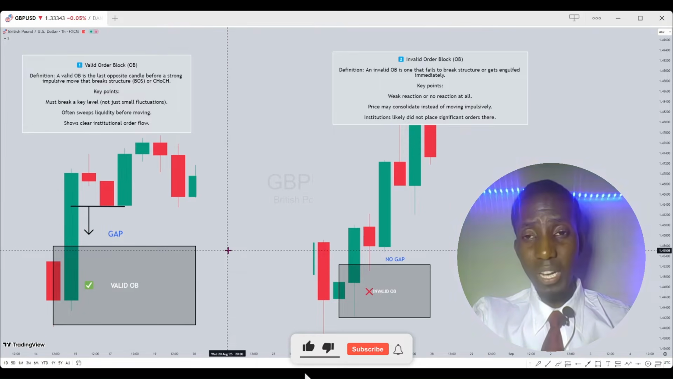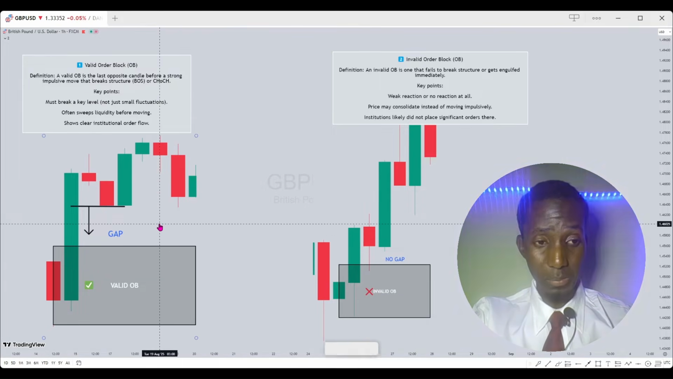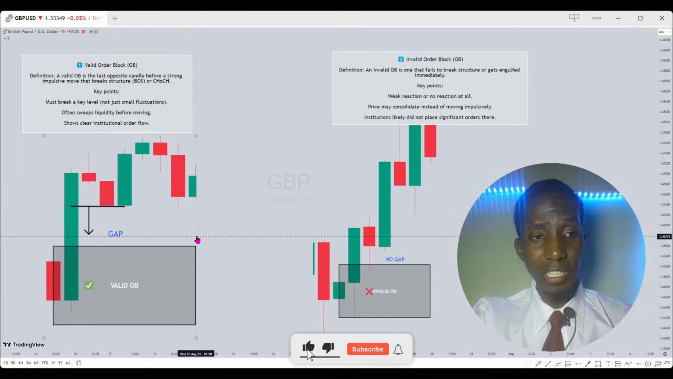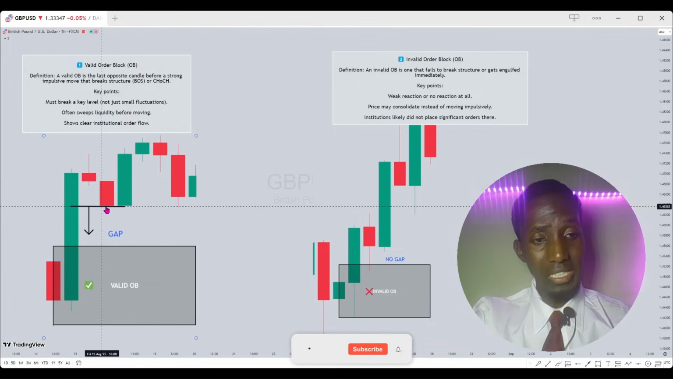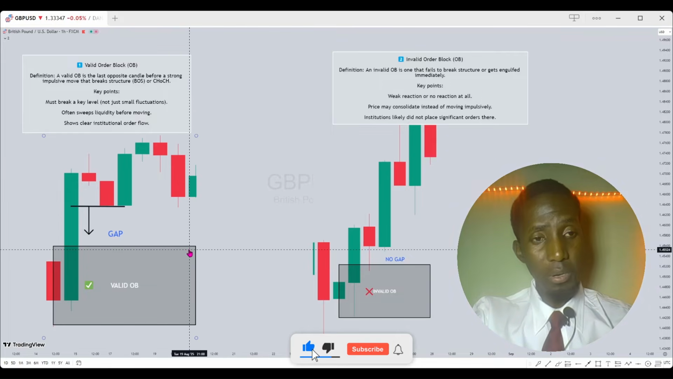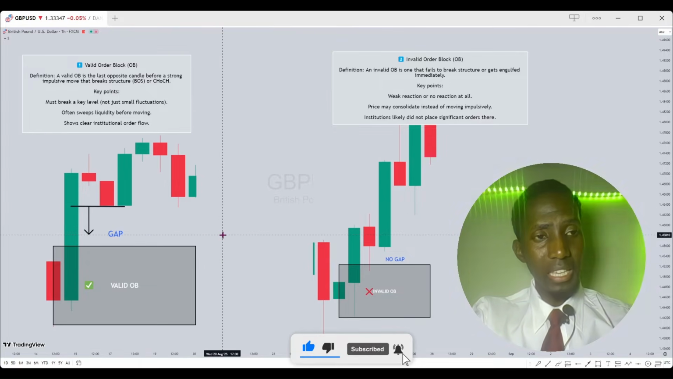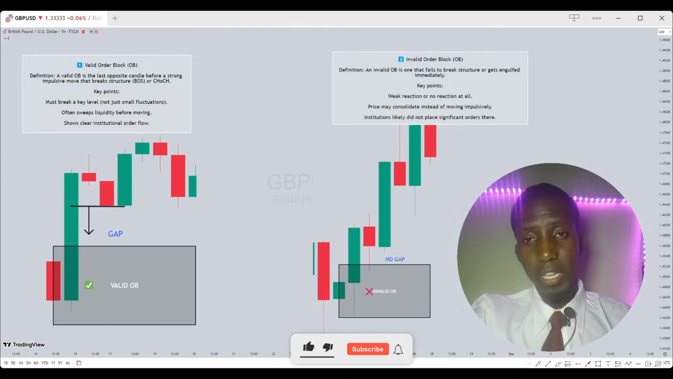So let's look at the key points. It shows clear institutional order flow, as you can see here, because there's a gap somewhere here. It has also often swept liquidity before moving. So this is the area where I'm waiting for institutions to sweep liquidity below this candlestick before it moves up. And again, it must break a key level.